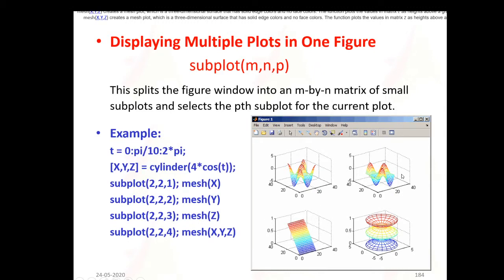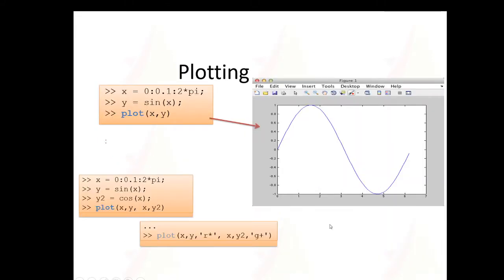This is one. After dividing this by 2 by 2, we go like first, 2, 3, 4. Mesh of z, mesh of x, y, z. Instead of this, if you want, you can give plot x, plot y, plot z, plot of x, y, like that. You can give. Okay, here you can see.